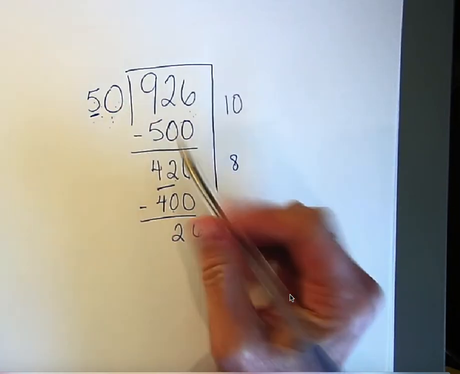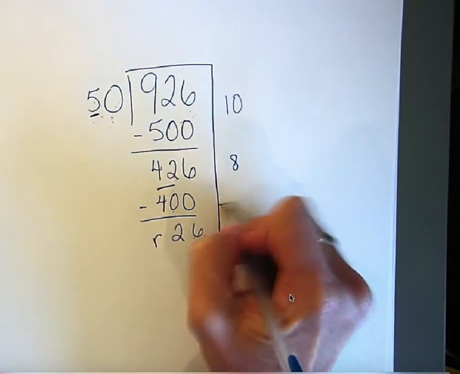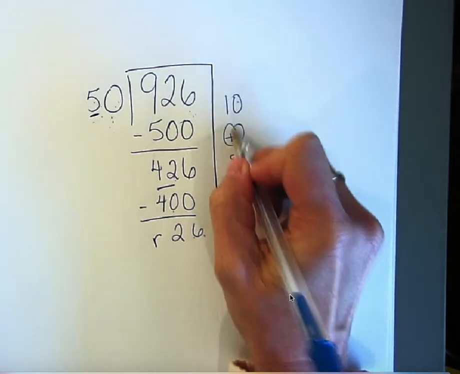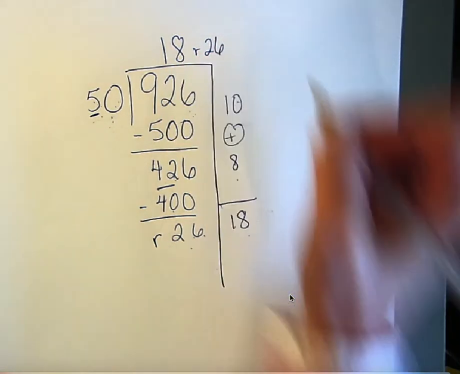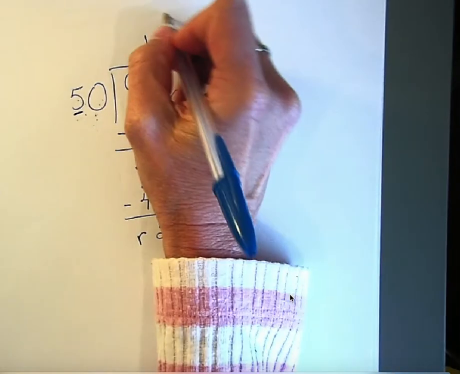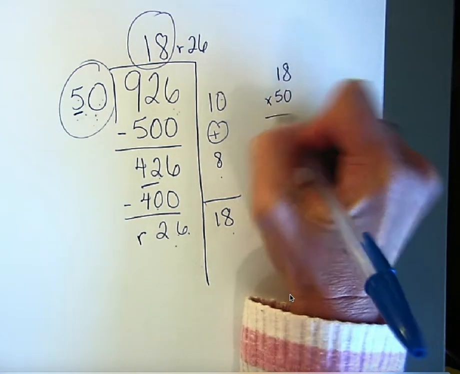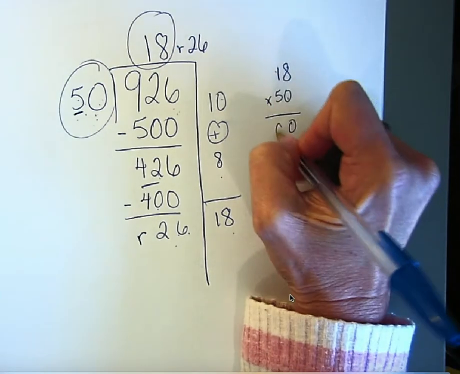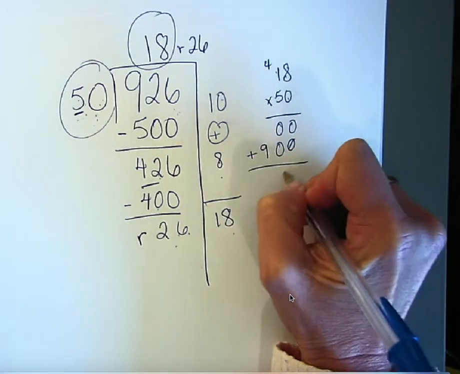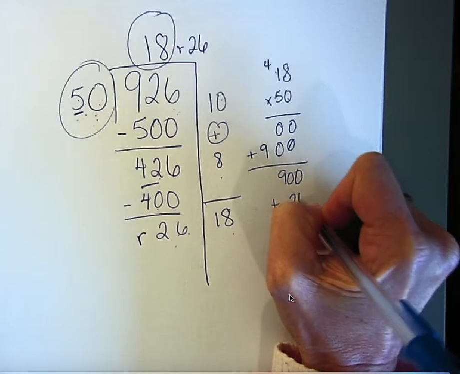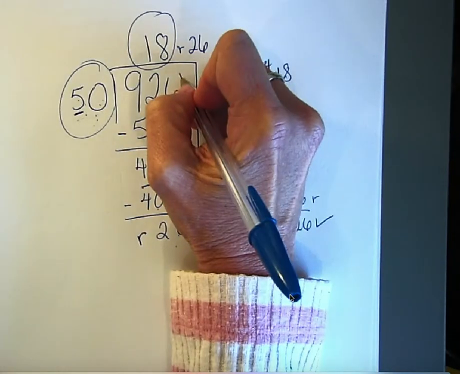And 50 can't go into 26. So I know that this would be a remainder. So I add these together and I get 18, remainder 26. And then just to make sure, I'm going to multiply these two out. 18 times 50. And then I'm multiplying this out. I get 900, and then I add the remainder in there, and I get 926, and that matches this.